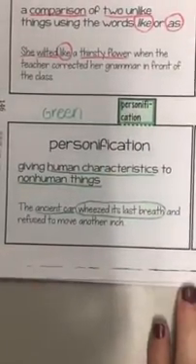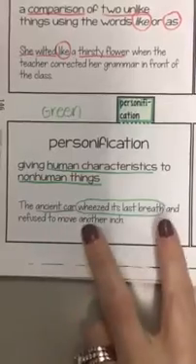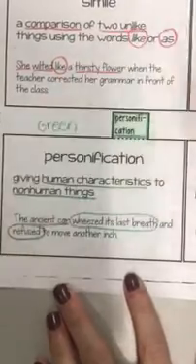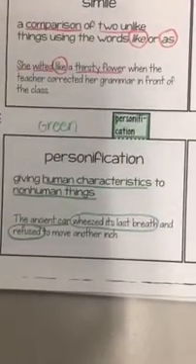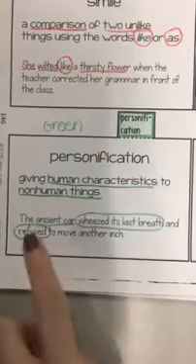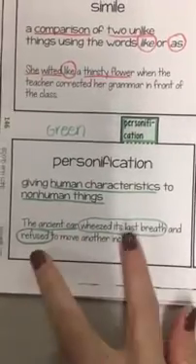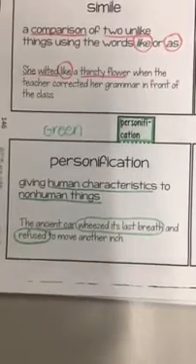Can a car really breathe? No, but we're giving it its last breath. And then we're also saying that the car refused to move. A car can't really refuse to move. Only a human can refuse. So we gave a non-human thing human characteristics.